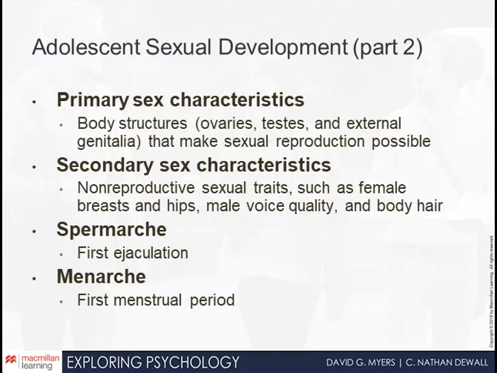So, let's go into details about these other factors that happen when we develop physically when it comes to our sex. Primary sex characteristics: body structures such as ovaries, testes, and external genitalia that make sexual reproduction possible. And secondary sex characteristics are the non-reproductive sexual traits such as female breasts and hips, male voice quality, and body hair. We also see such factors as the first ejaculation and first menstrual period occurring during these phases.